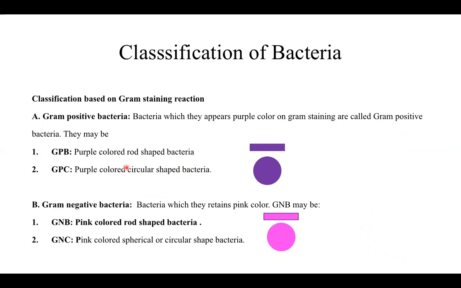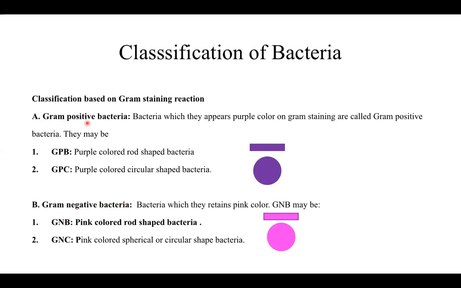Another important method of classification of bacteria is based on staining techniques. Classification based on the Gram staining or the Gram reactions. Generally, based on Gram staining, bacteria can be classified into two major groups: Gram positive bacteria and Gram negative bacteria.